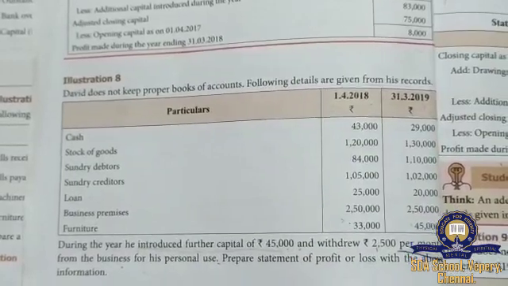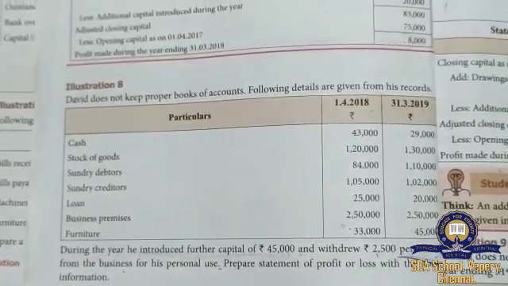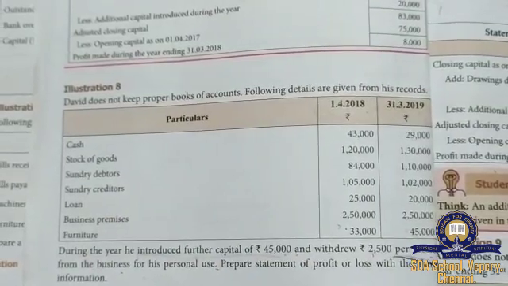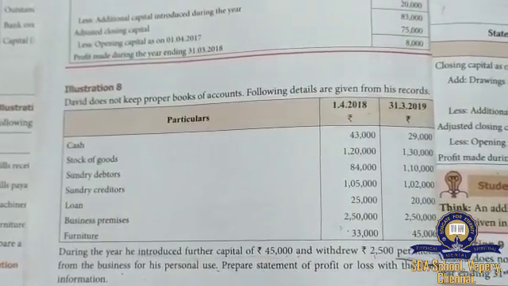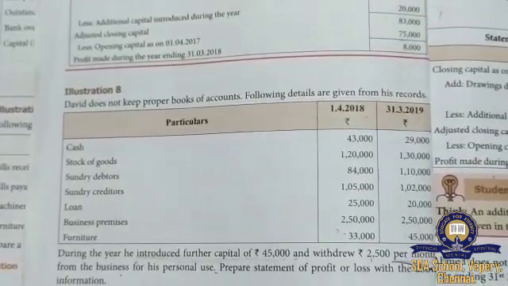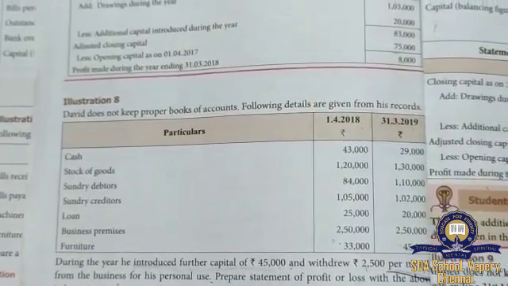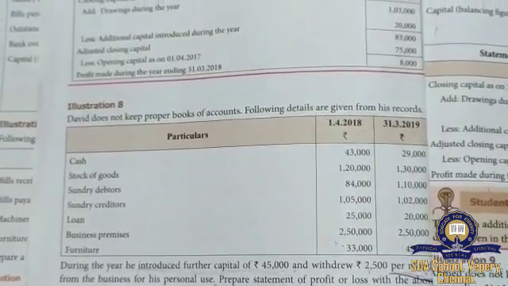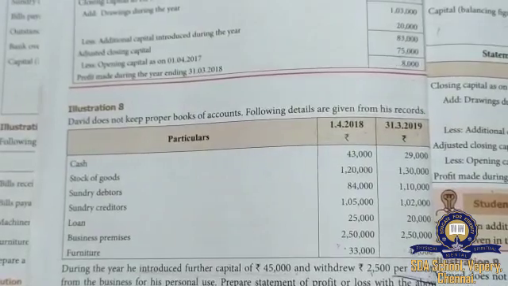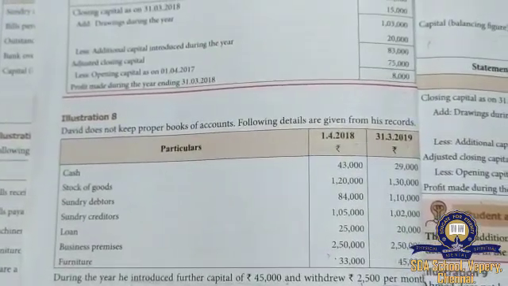So, illustration 8: David does not keep a proper book of accounts. The following details are given from his records. So they have given the particulars, 1/4/2018 and 31/3/2019. That means with 1/4/2018 we are going to create the opening capital through those items. Then 31/3/2019 is the closing capital.